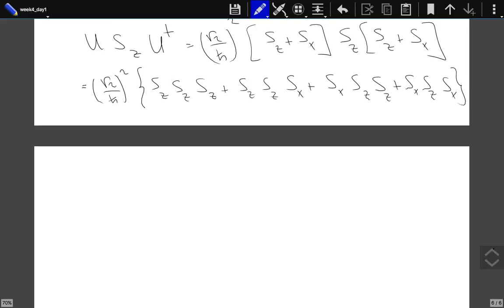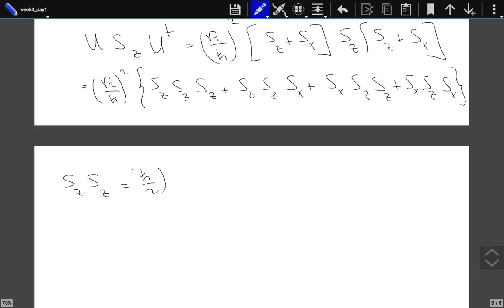Well, let's calculate Sz squared. In the first term I have Sz squared, in the second term I have Sz squared, and in the third term I have Sz squared. Here, if I just exchange this one, I will get Sx squared, so I might be able to say something also about Sx squared. What is Sz squared?